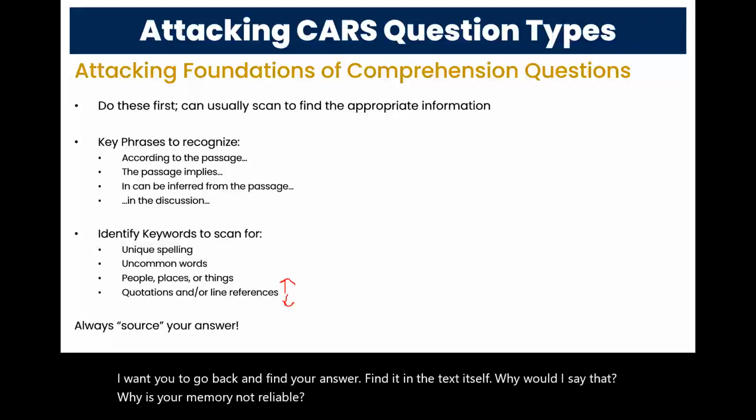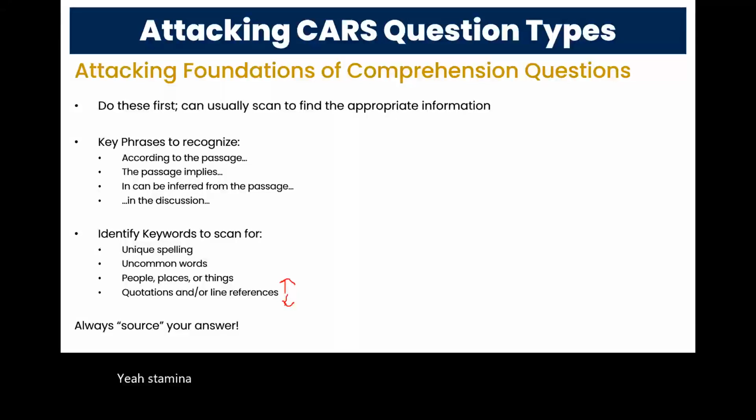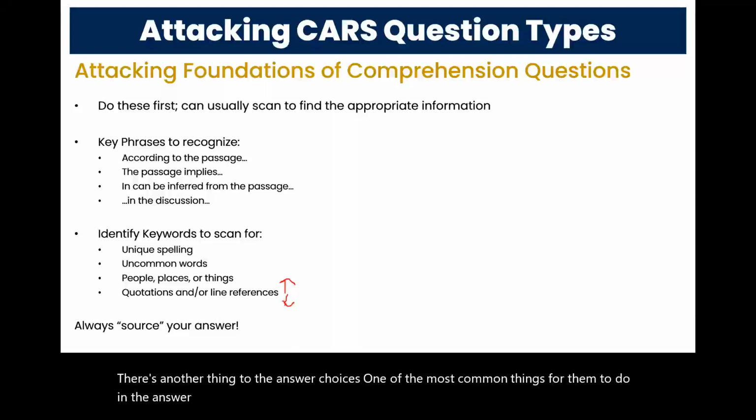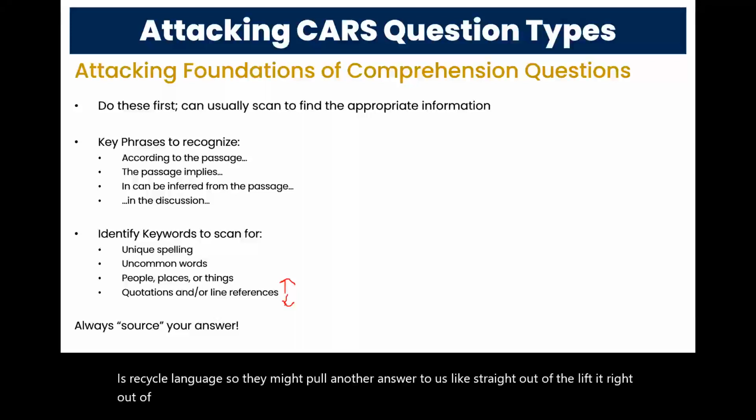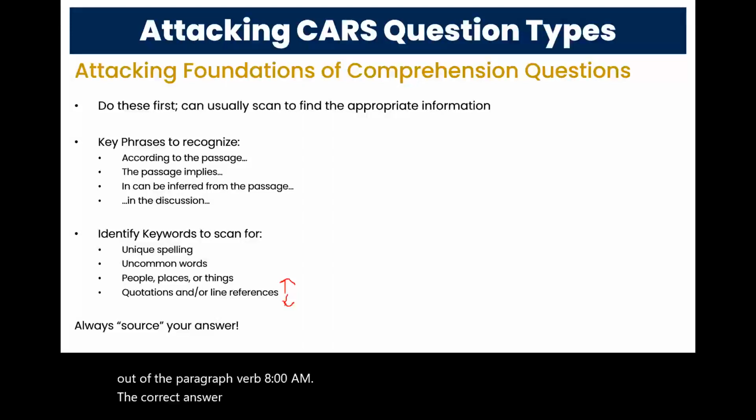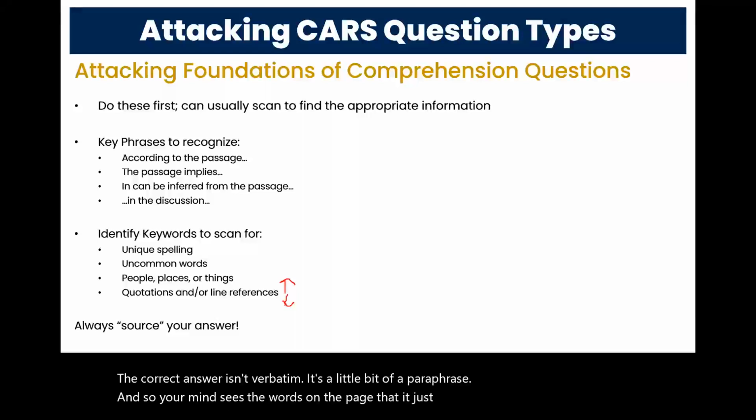Yeah, stamina, pressure, time. There's another thing too, the answer choices. One of the most common things for them to do in the answer choices is recycle language. So they might pull another answer choice, lift it right out of the paragraph, verbatim. The correct answer isn't verbatim, it's a little bit of a paraphrase. And so your mind sees the words on the page that it just read and goes, oh, I remember that. And you pick it. Oh, just fell for the trap.